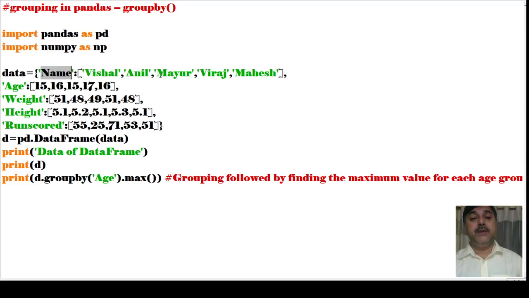So there are many names like Vishal, Anil, Mayur, Viraj and Mahesh. All these names I have given there. After that, I have given an age, different ages there. After that, I have given the weight. Different weights I have given here: 51, 48, 49, 51, 48.